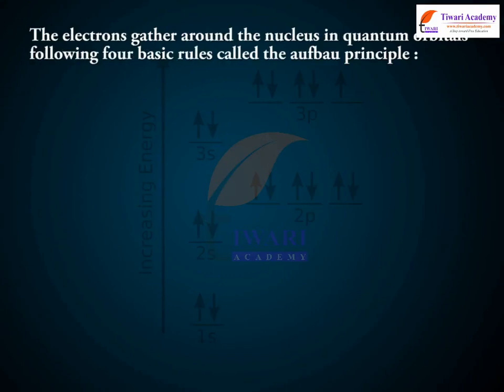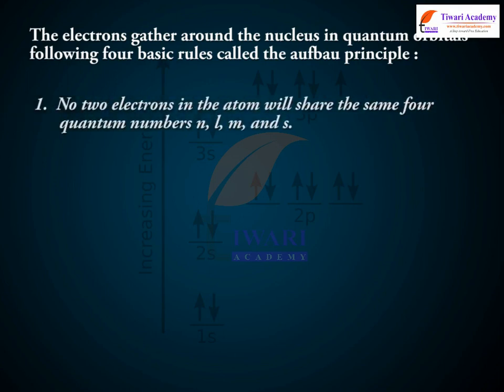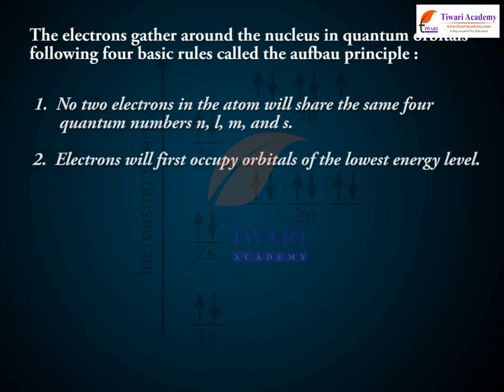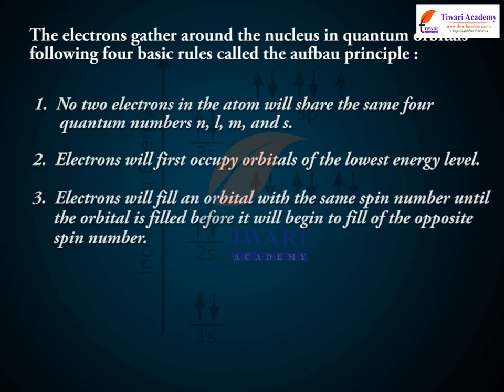The electrons gather around the nucleus in quantum orbitals following four basic rules called the Aufbau principle. No two electrons in the atom will share the same four quantum numbers n, l, m, and s. Electrons will first occupy orbitals of the lowest energy level. Electrons will fill an orbital with the same spin number until the orbital is filled before it will begin to fill of the opposite spin number.